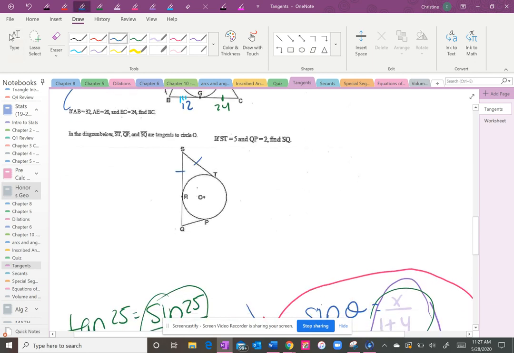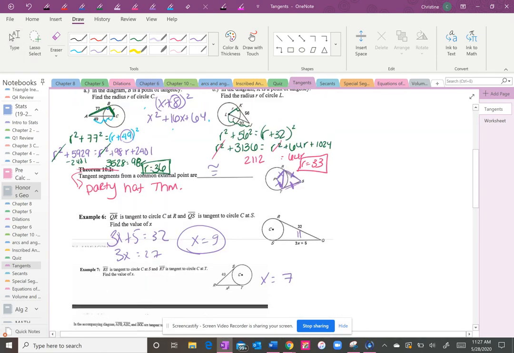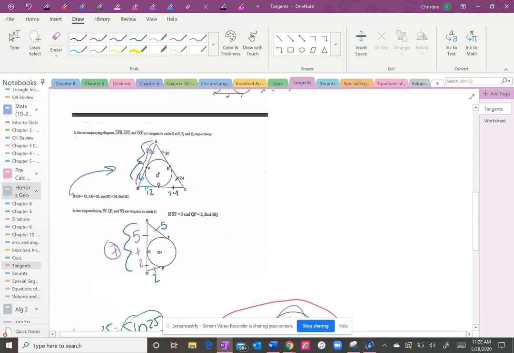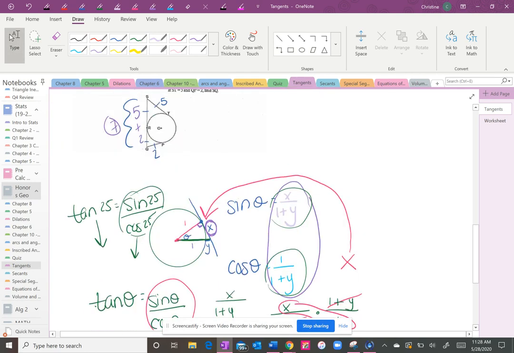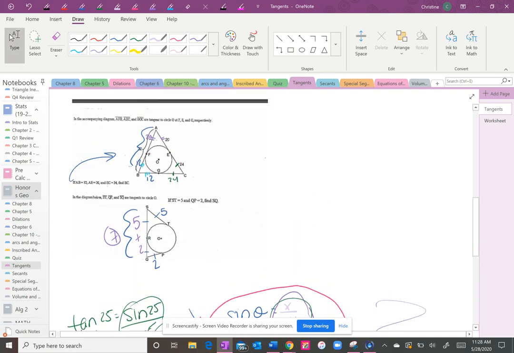Here's another one. Again, these are the same. These are the same. If ST is 5 and QP is 2, find SQ. Well, that's easy because this is 5 and this is 2, and 5 plus 2 is 7. So that's the easier part of the tangents. This part up here is a little bit harder because you do have to multiply your binomials out, but other than that, that's it. And again, this whole thing here, that was just an explanation of where the word tangent was derived from.